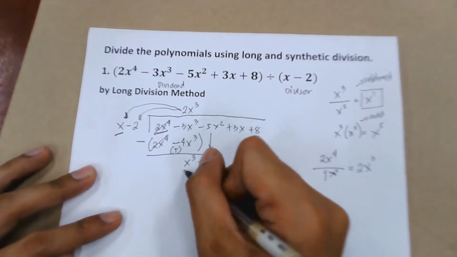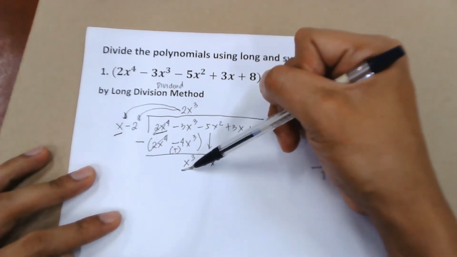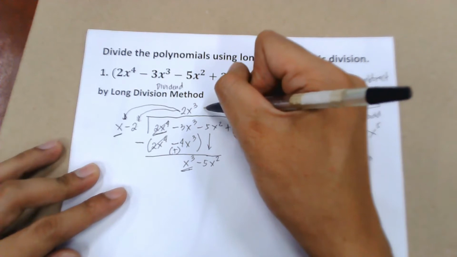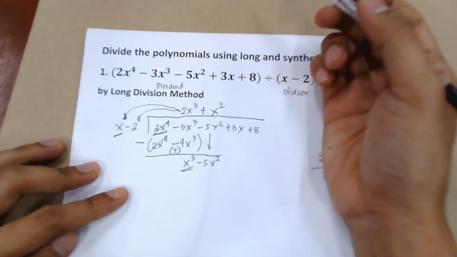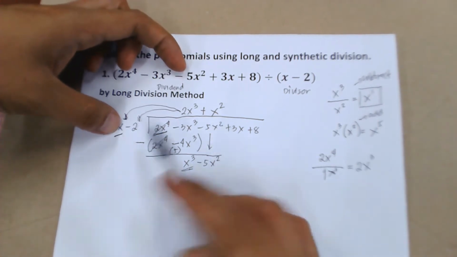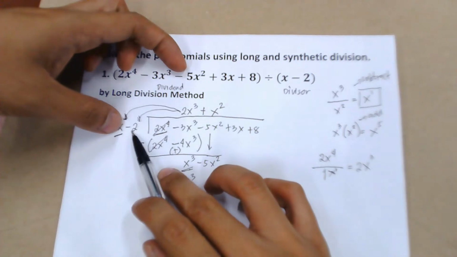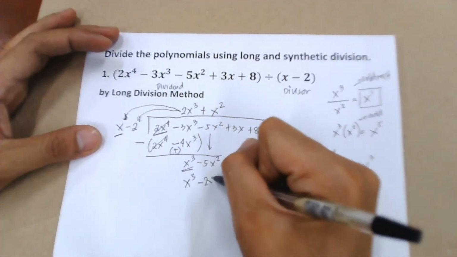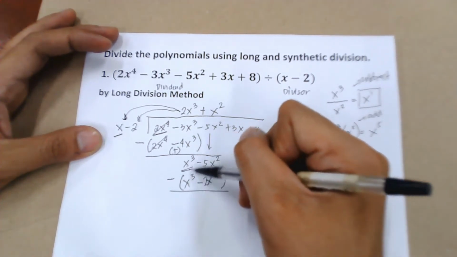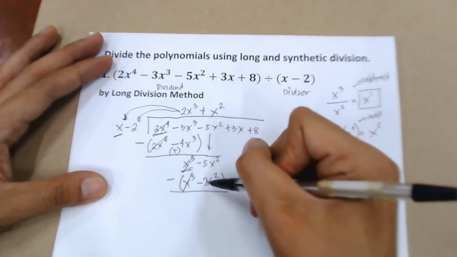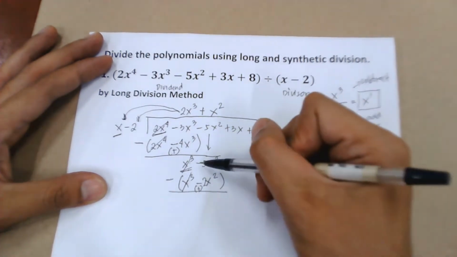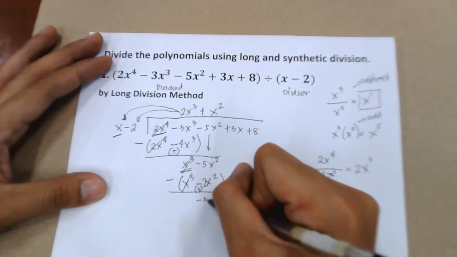Same process, divide the leading term x cubed by x. X cubed divided by x is positive x squared. Same process, distribute x squared to the divisor: x squared times x is x cubed, x squared times negative 2 is negative 2x squared. Then enclose with parentheses, then subtract. X cubed minus x cubed is 0. Negative 5x squared minus negative 2x squared: this becomes positive because negative times negative is positive. So negative 5 plus 2x squared is negative 3x squared.